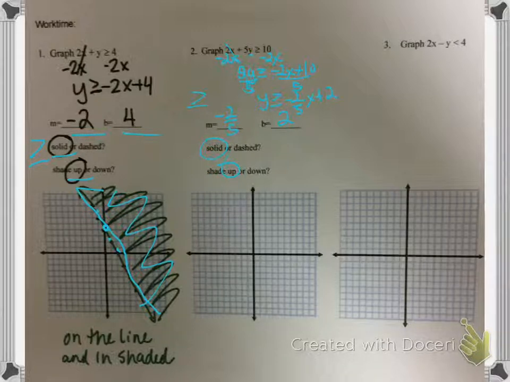Alright, so let's graph it. I'm going to start on 2. Alright, we know our slope, so we're going to go down 2 over 1, 2, 3, 4, 5. Up 2 over 1, 2, 3, 4, 5. Now we know it's solid. It's up. Alright.